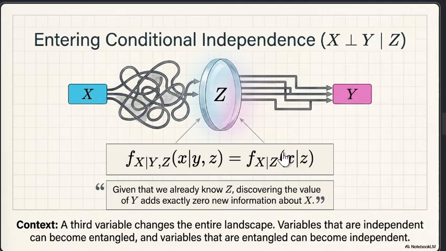For example, ice cream sales and drowning deaths seem related, right? But once we know the reason, the temperature, the relationship disappears. The hidden variable explains both.